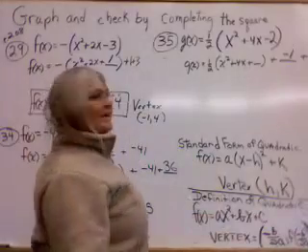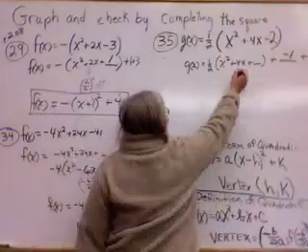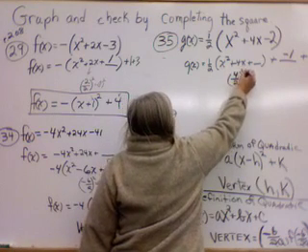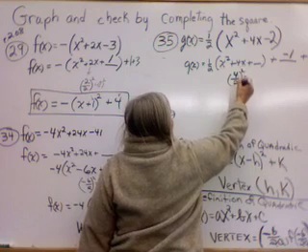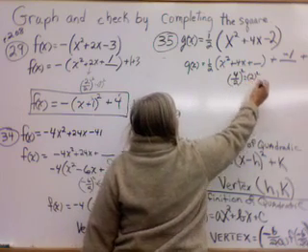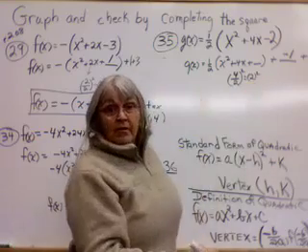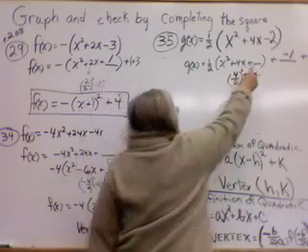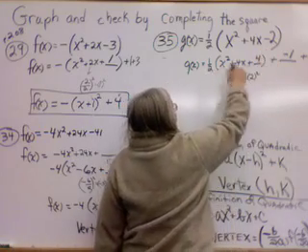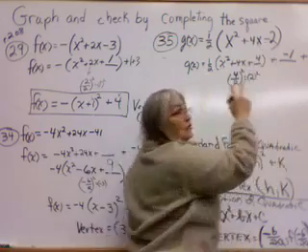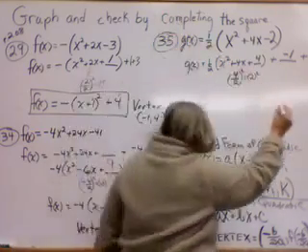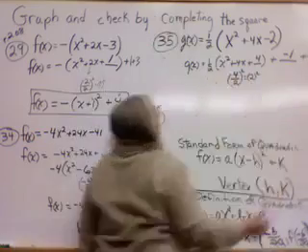Now, the fun part. Take the 4 divided by 2. Square it. 4 divided by 2 is 2 squared. 2 squared. Magic number for completing the square? What do I put here? A 4. 1/2 of 4. I'm really putting a 2 there. What's the opposite of 2? Negative 2. Here we go.